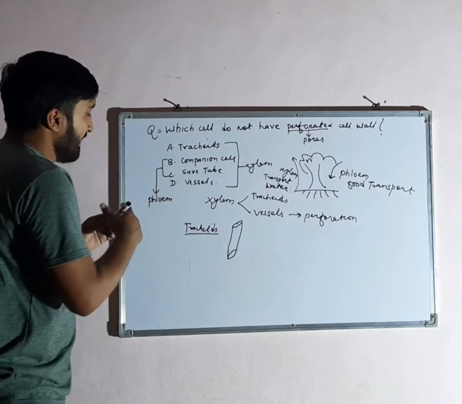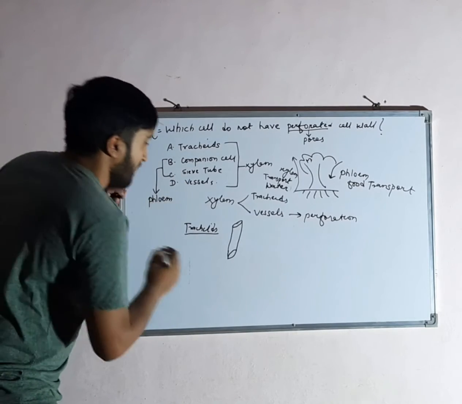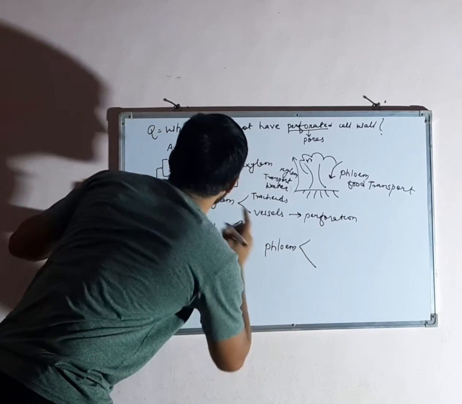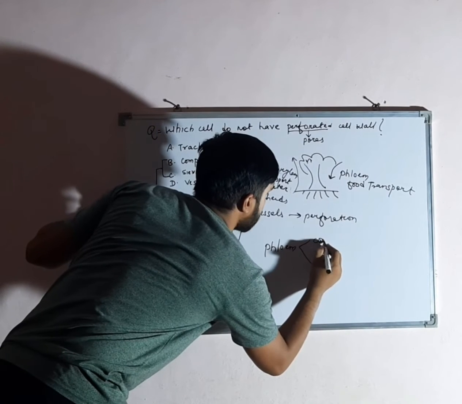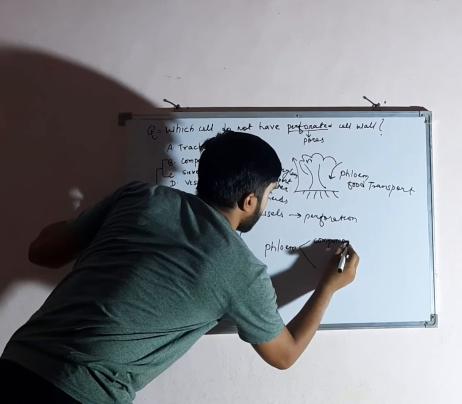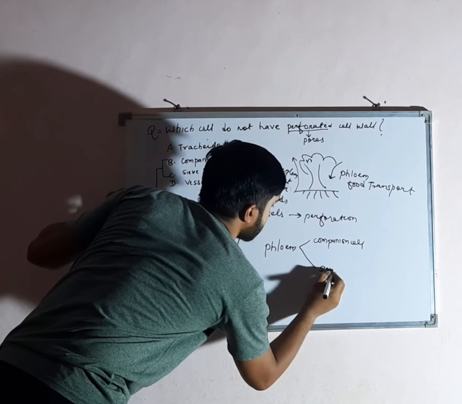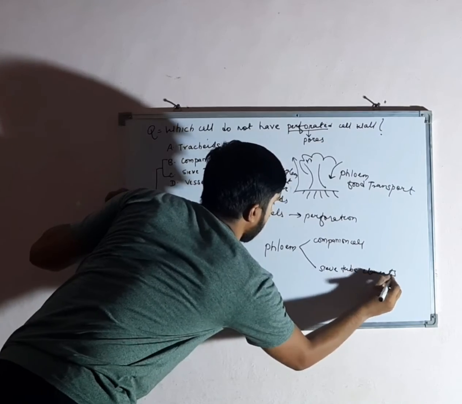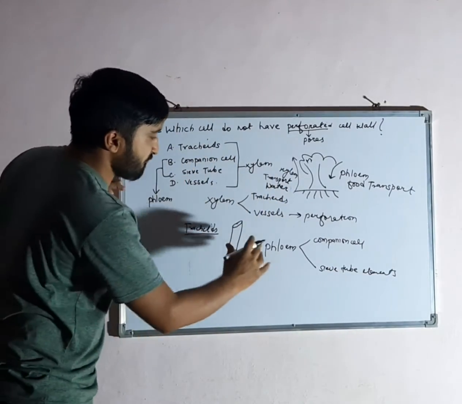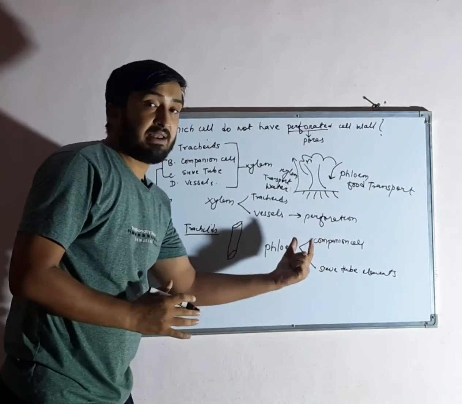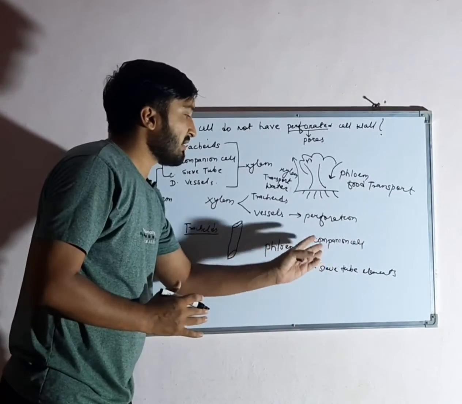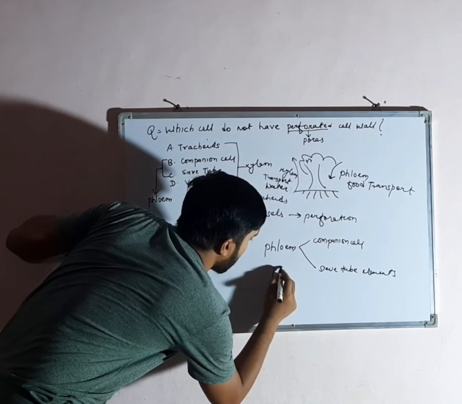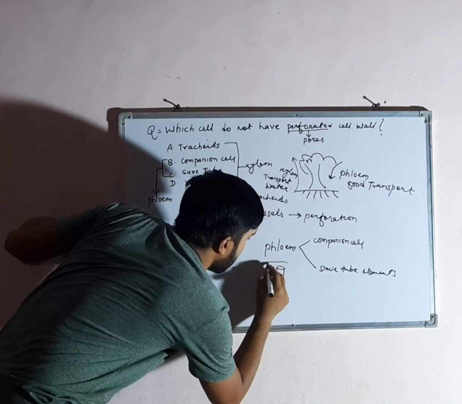Now in case of the phloem, it contains companion cell and sieve tube elements. So in the structure of phloem, as we know the meaning of companion, that is, it is associated. So the companion cells are associated with sieve tube elements. So these are closely associated with each other in phloem.